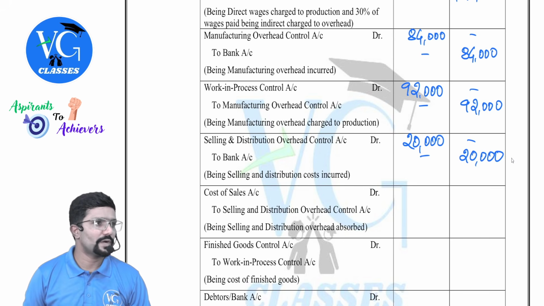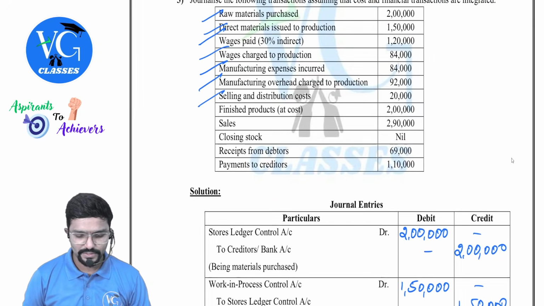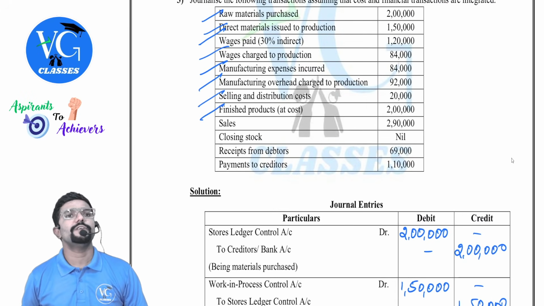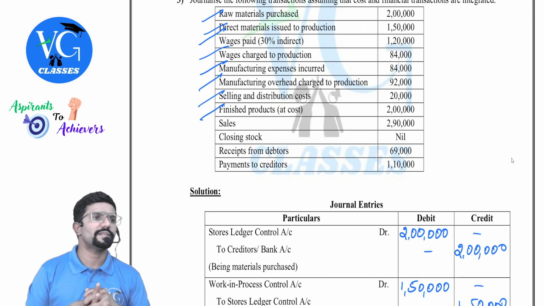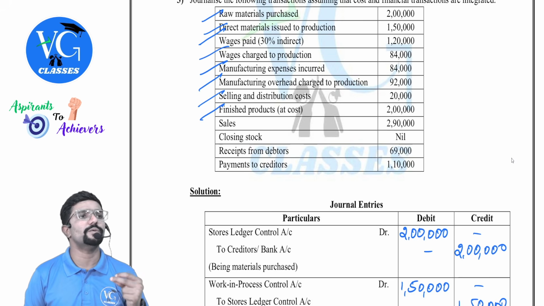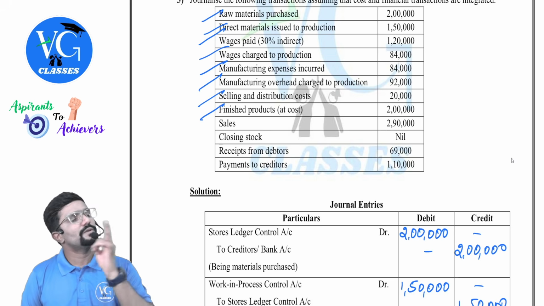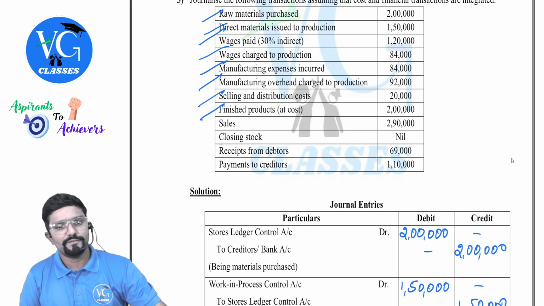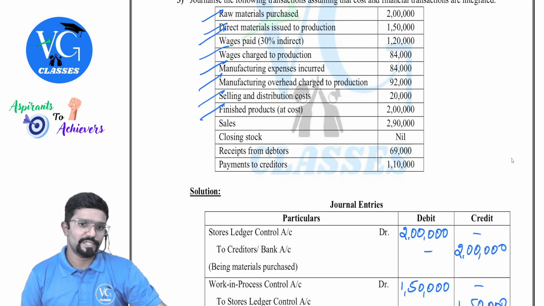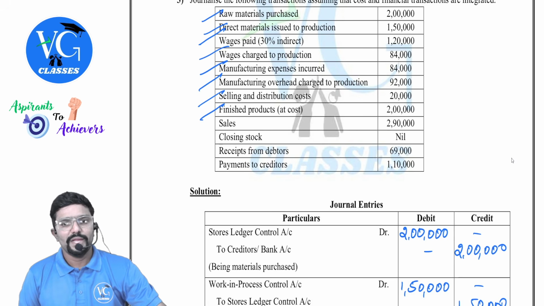20,000 each. Okay, so next, finished product. What is the entry for this? First of all, what is this? COP, cost of production. Where do we transfer it to? From WIP to finished goods. Finished goods, guys. Yes, WIP to finished goods.